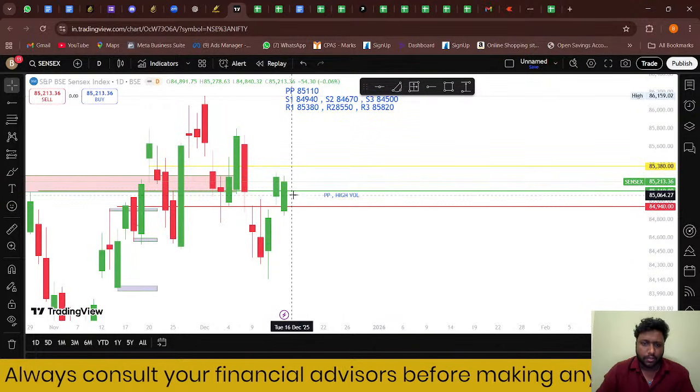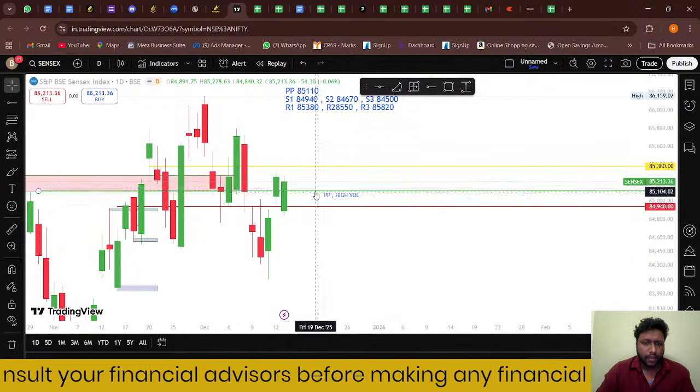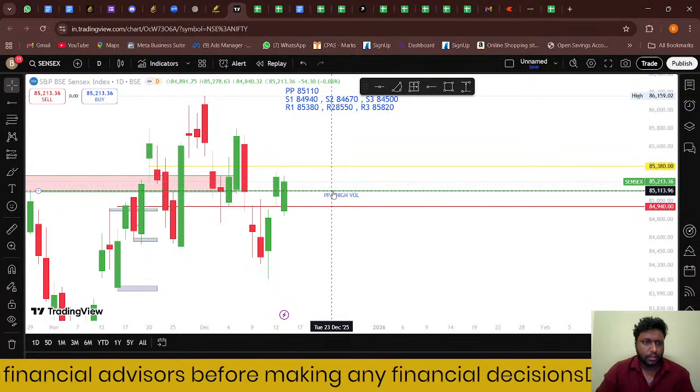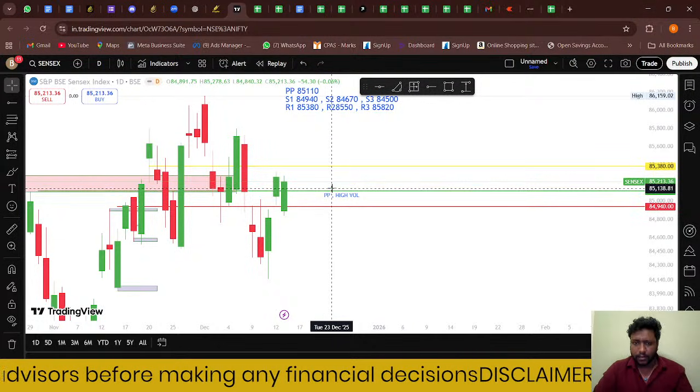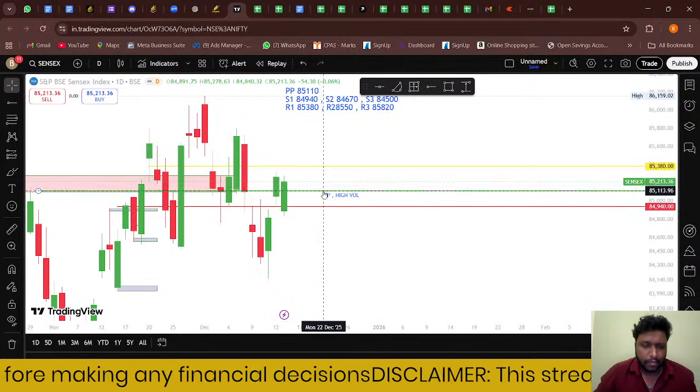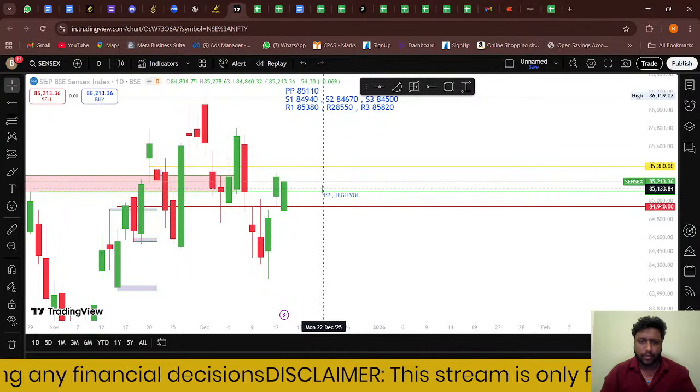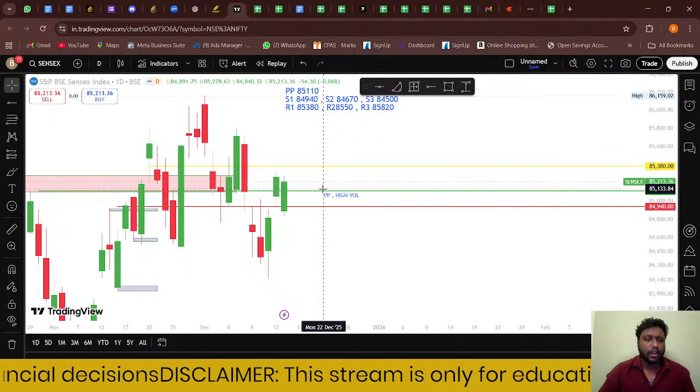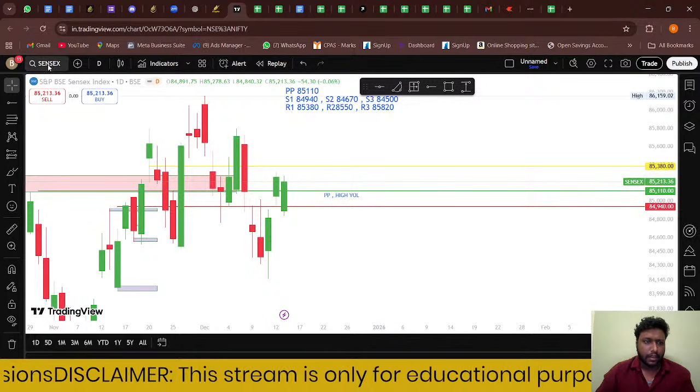or else any movement below this can flip the market to bearish sentiment. So you just have to be very aware about this particular level. If there is any movement above this with proper volume to support that direction, then definitely you can go for the bull side entry once again.